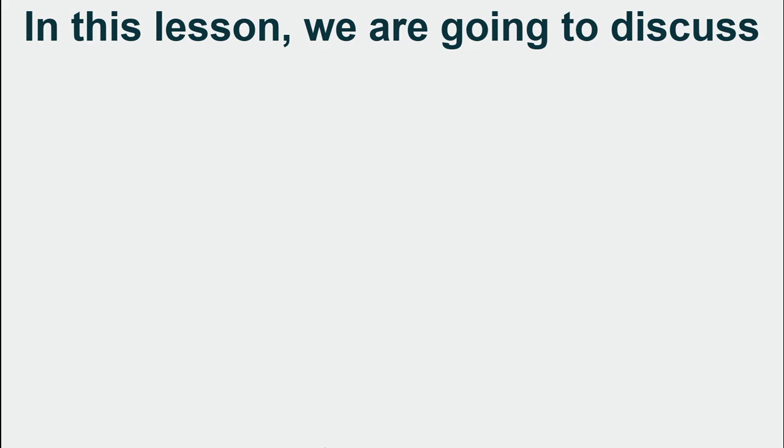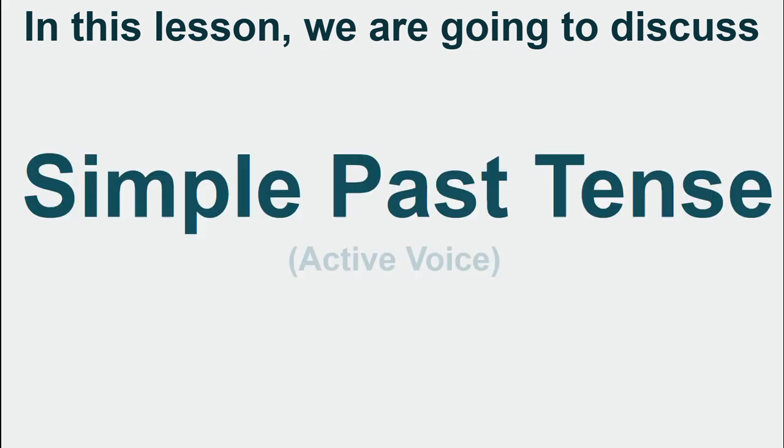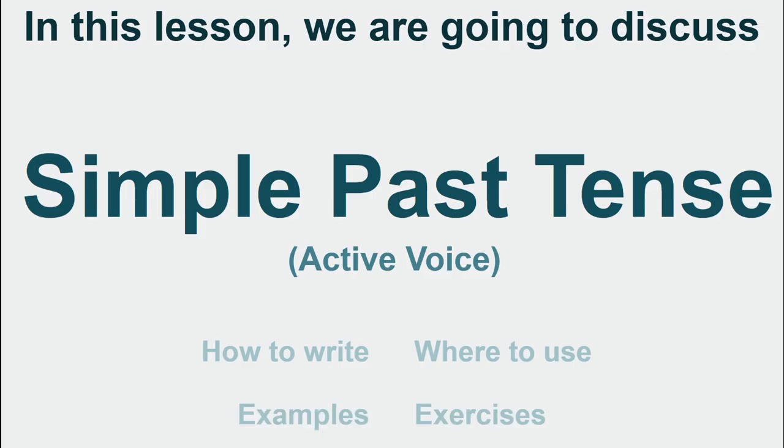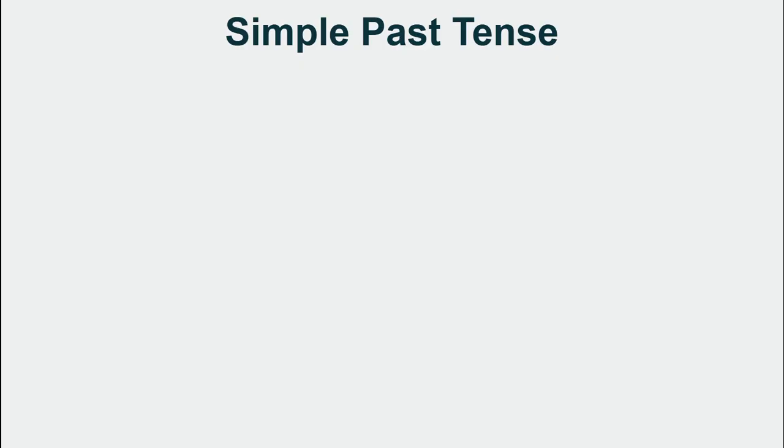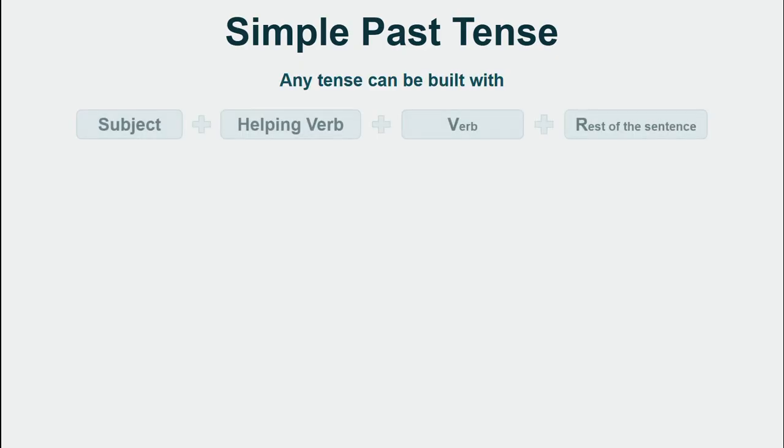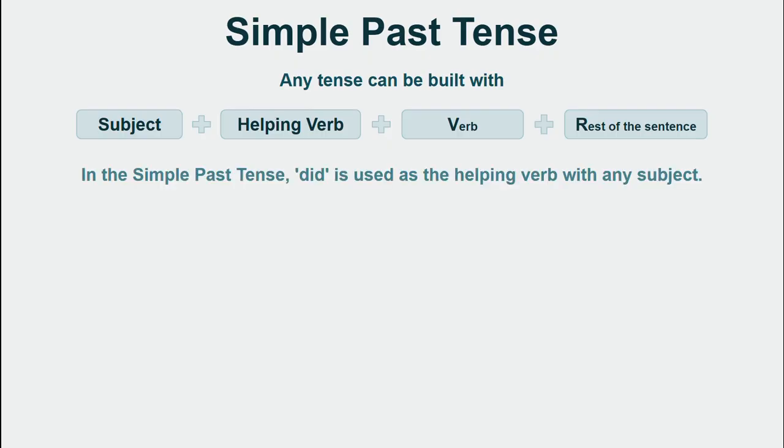In this lesson, we are going to discuss simple past tense, active voice: how to write, where to use, examples, exercises. Simple past tense. Any tense can be built with subject, helping verb, and rest of the sentence. In the simple past tense, did is used as the helping verb with any subject.